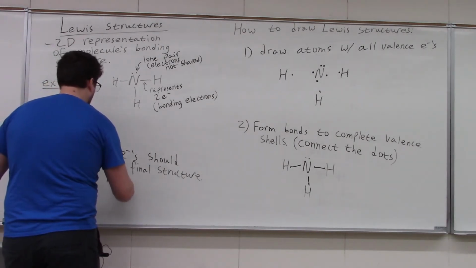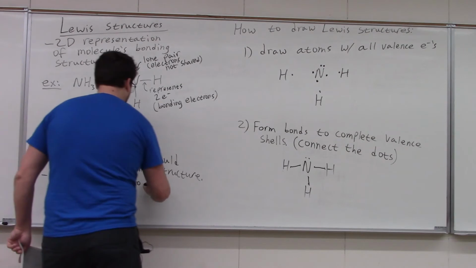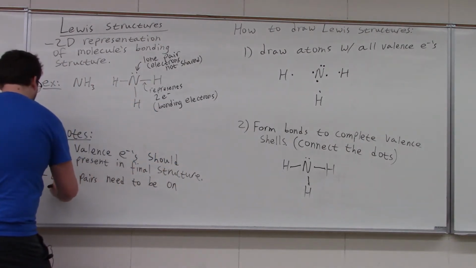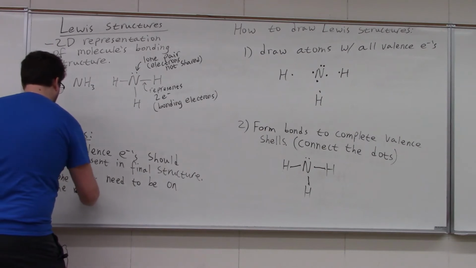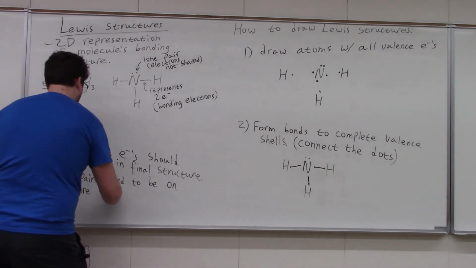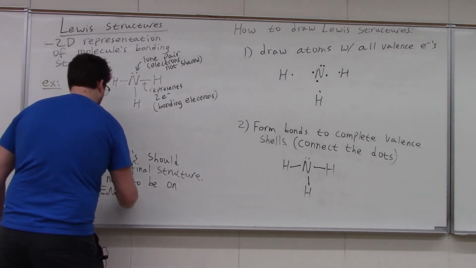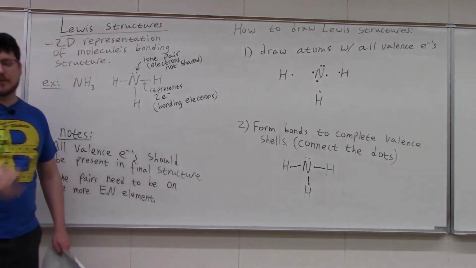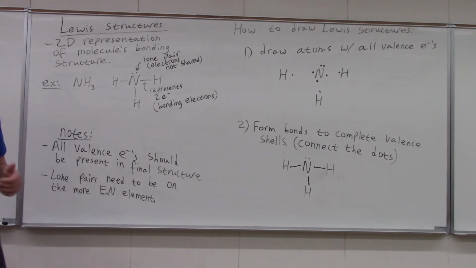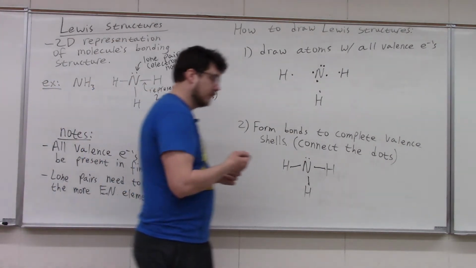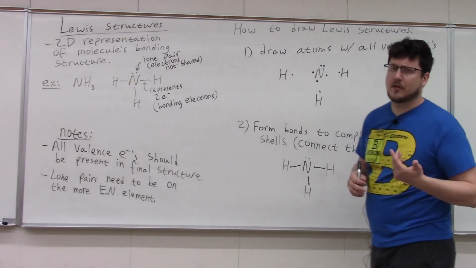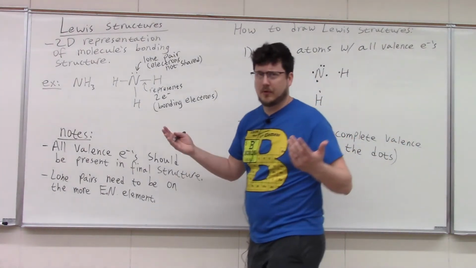So they need to be on the more electronegative element. And often, as you go left to right, bottom to top, you get more electronegative. That'll often do the trick, but if worse comes to worse, you can look at the electronegativity table, table 8.6 in your textbook, get the numbers, and make sure you're putting the lone pairs in the right spot.